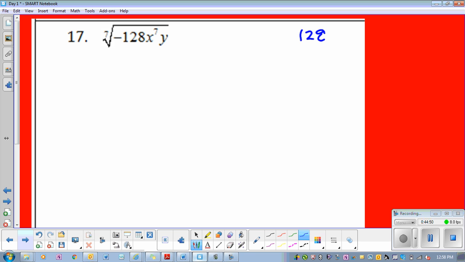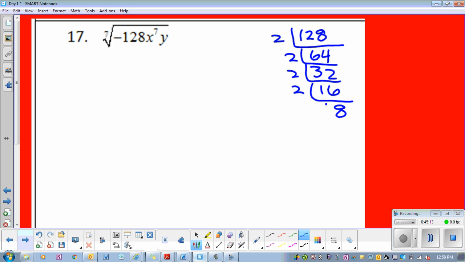I'm just going to ignore the negative for right now. I'm just going to do 128 because I don't want the signs and stuff to mess you up. Let's break this down. You want to use the factor ladder? 2, then 64, then 2, 2, 2, 2. And when you get to 1, you stop.